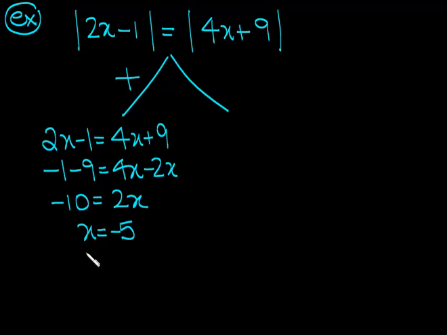Alright, so now let's check it. If x is negative 5, 2 times negative 5 is negative 10. Negative 10 minus 1 is negative 11. Absolute value of negative 11 is 11. So we get 11 on the left. 4 times negative 5 is negative 20. Negative 20 plus 9 is negative 11. Absolute value of negative 11 is 11. So this is a good answer.